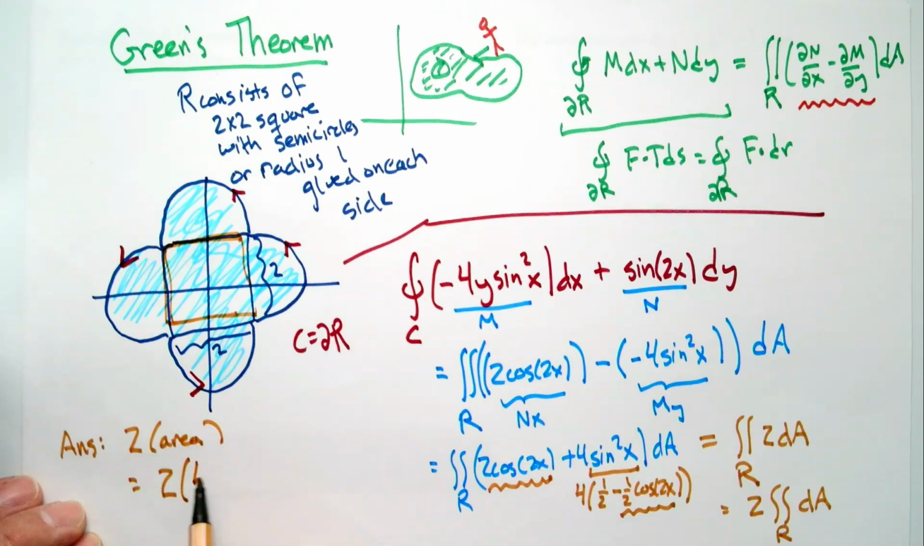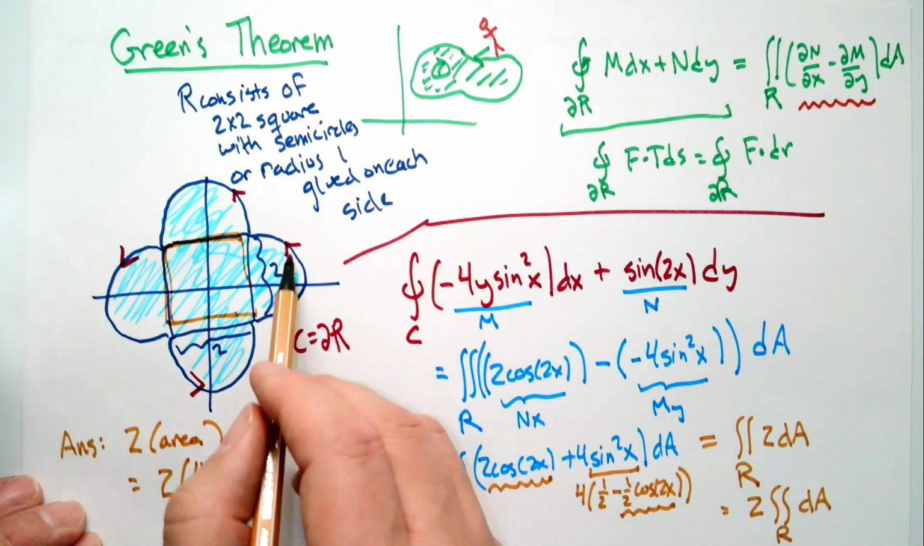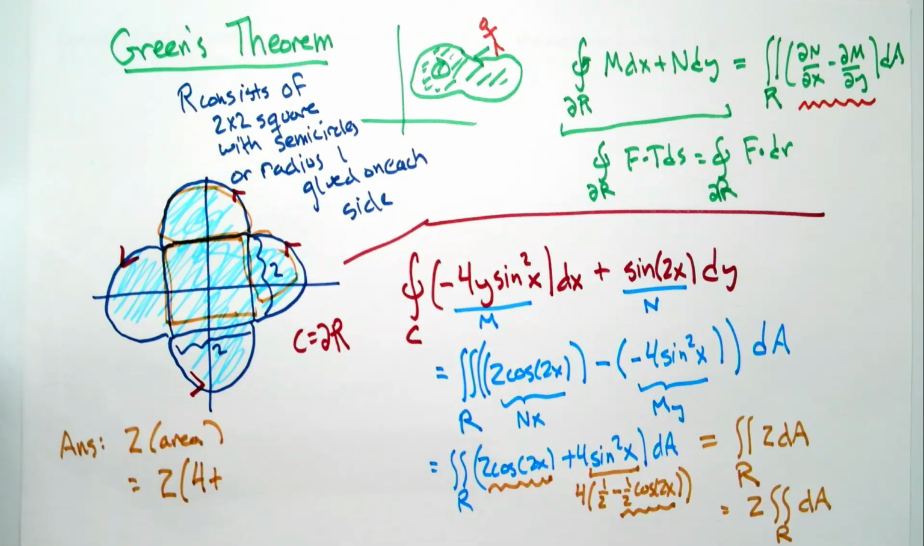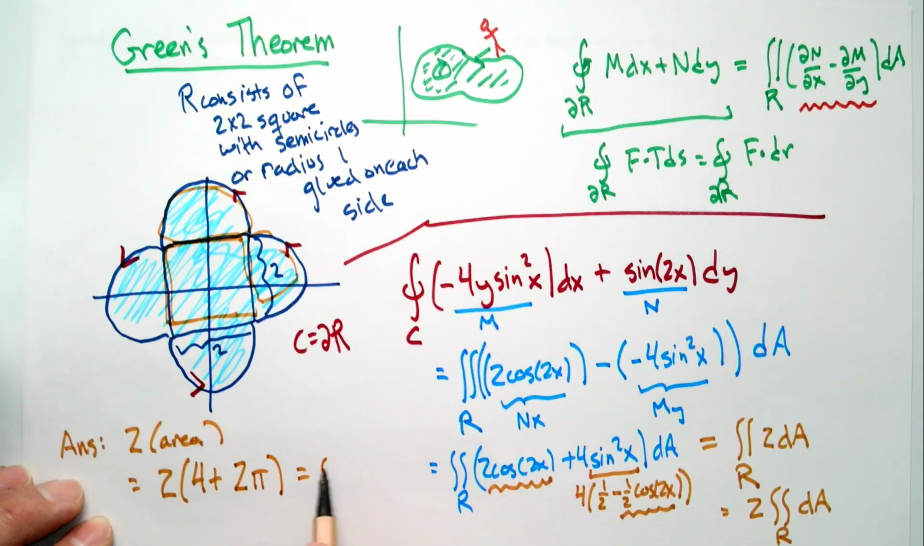4. Plus, we have 4 half circles. Well, 4 half circles makes 2 whole circles. All right, how much area is in 1 whole circle? This would be a circle with radius 1, so it would be pi r squared. So I have 2 full circles, so 2 pi. So the answer is 8 plus 4 pi.